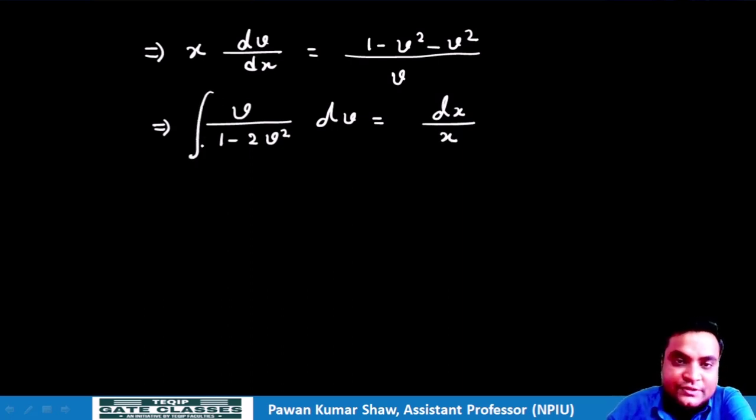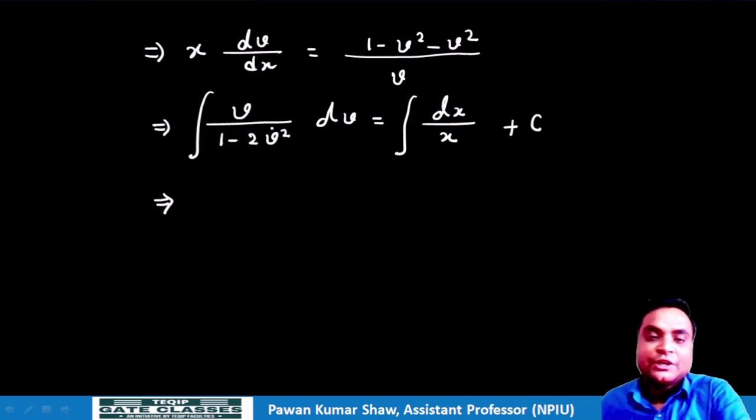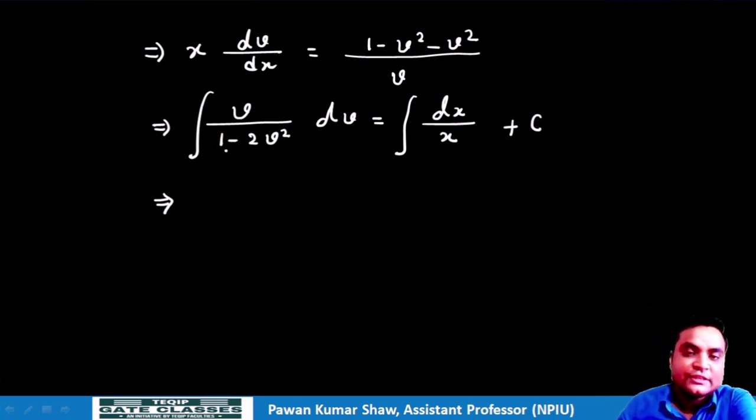So after integration and after replacing the value of b, we will get our solution. So now we want to do the integration. So इसका integration कैसे कर सकते हैं? See, the denominator is our 1 minus 2b square. So we will take some substitution like 1 minus 2b square.